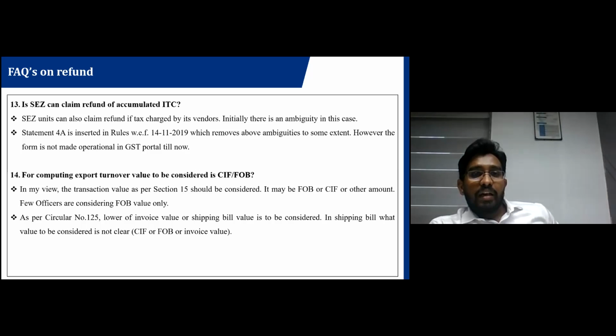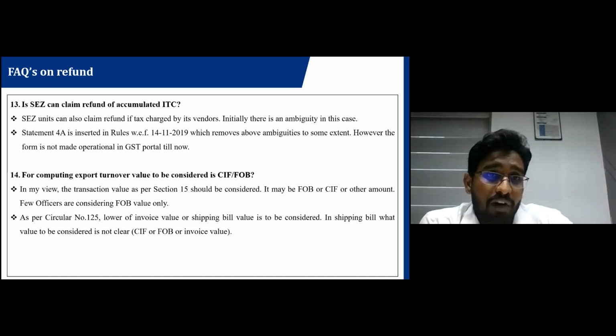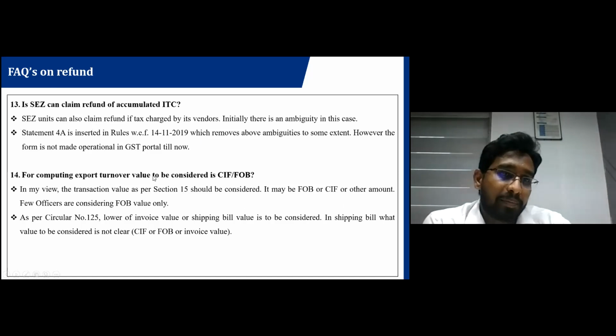If you see, with effect from 14th November 2019, Statement 4A is inserted in the rules. Statement 4A is for the SEZ. Where an SEZ wants to claim a refund of any tax, they can use Statement 4A. But anyhow, this is not yet notified and not made operational in the GST portal till now. But this Statement 4A gives some clarity against the ambiguities that an SEZ can also claim a refund. There is no restriction in the GST Act, but officers are under the presumption that an SEZ can't claim a refund. For them, this Statement 4A is an eye opener.